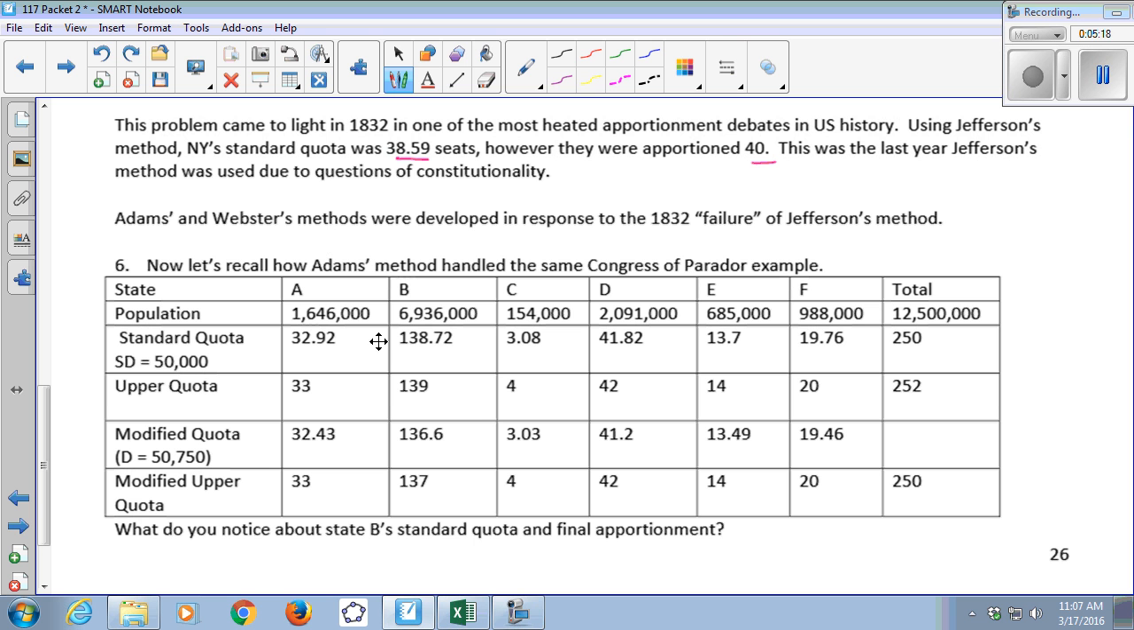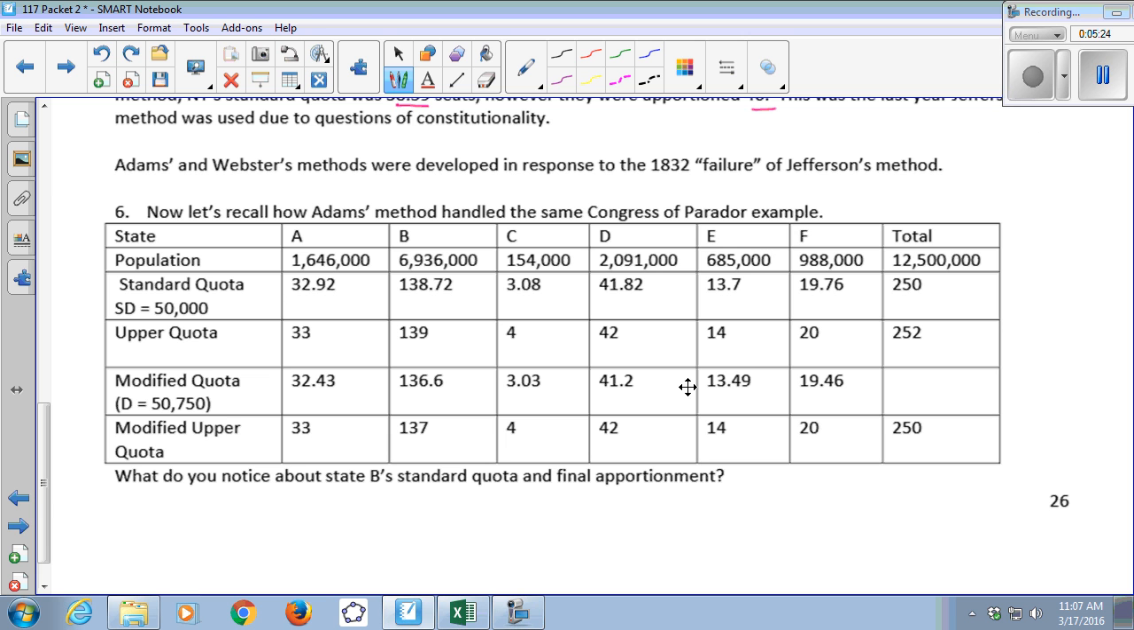Okay, so then we apportioned the Congress of Parador using Adams' method, and state B again is the state that has a weird result. We have 138.72 as its fair share, but then we gave them 137 seats, which is too few. This is a lower quota violation.